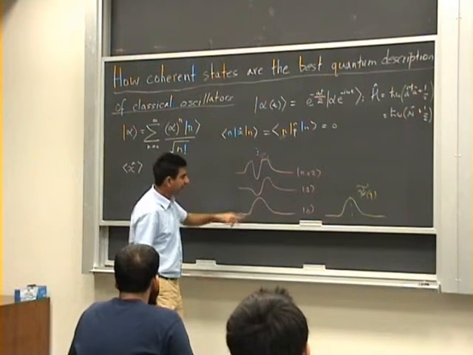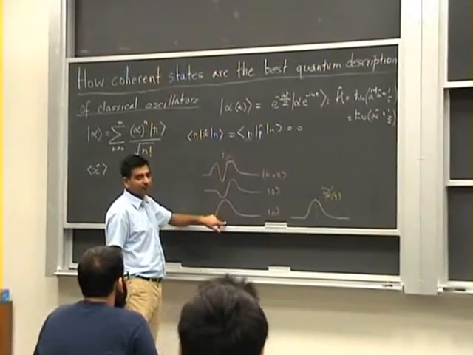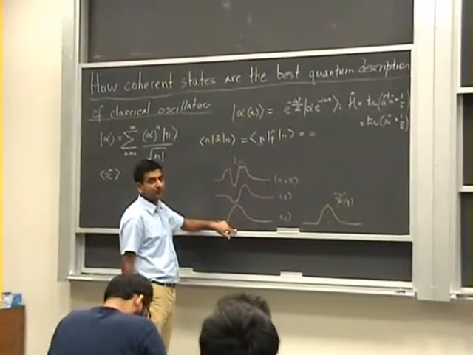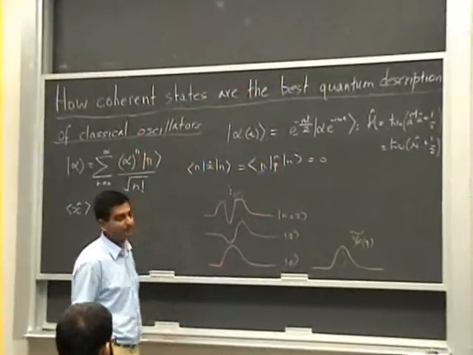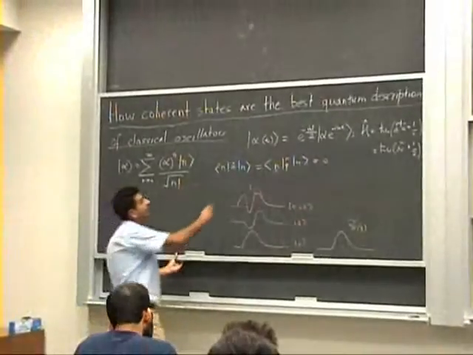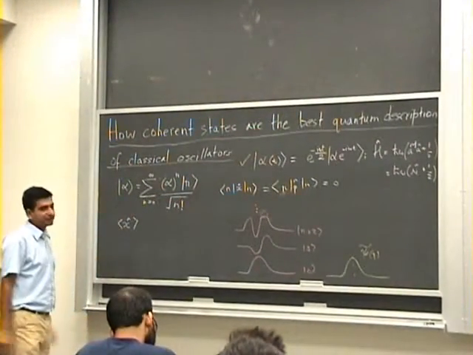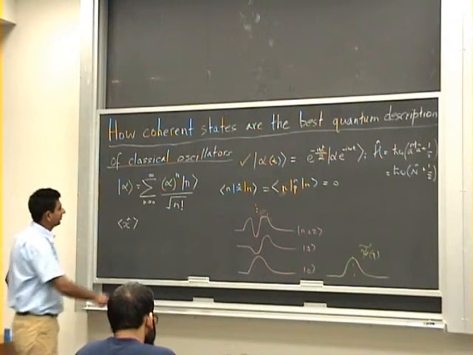So whatever the expectation value is at time 0 remains constant. It's a constant of motion. It remains constant with time. But this is not the case for the coherent states. The coherent states are evolving with time. So what we are interested in is finding the expectation value of the position operator.